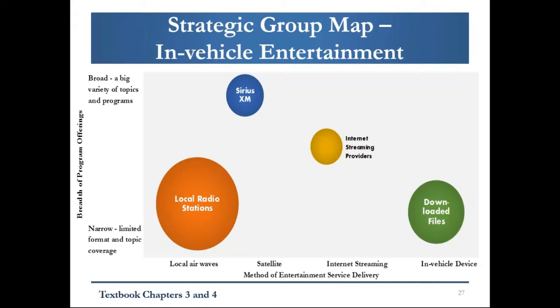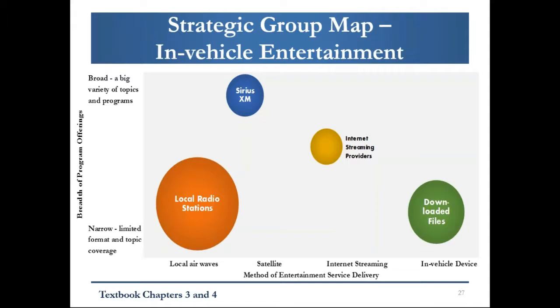Strategic group map for in-vehicle entertainment, you could use a lot of different variables, but one that we're using here, on the left axis, you've got the breadth of program offerings from a narrow, limited format to a very broad, big variety of topics and programs being covered. So satellite clearly is broad. They've got so many channels. They've got so many different genres that they provide.